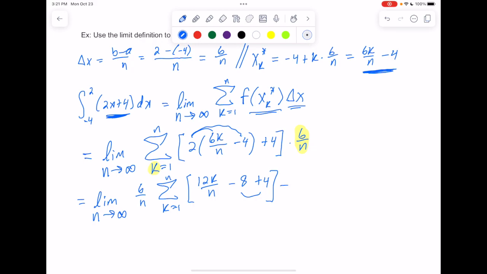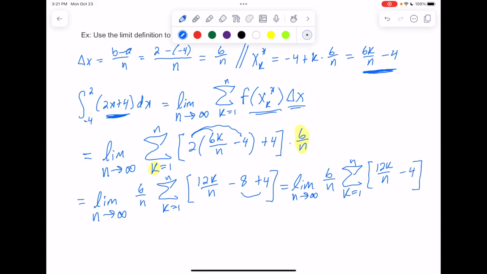So continuing on, we get the limit as n goes to infinity, and then we have our delta x out front, so that's the 6 over n. Then we have the sum as k goes from 1 to n. And then combining those two like terms, we have the 12k over n, which is already simplified, and the negative 8 and the plus 4 give us a negative 4.